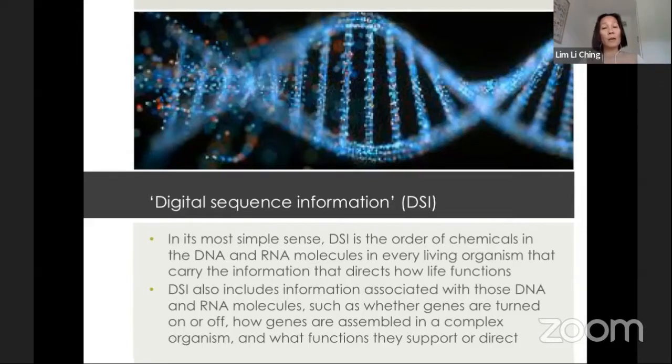So I think you can gather from this that this digital sequence information is actually very valuable information because it tells us a lot about living organisms, and scientists can use this information to develop useful products, for example, vaccines, or to identify useful and valuable traits in crop plants, for example.